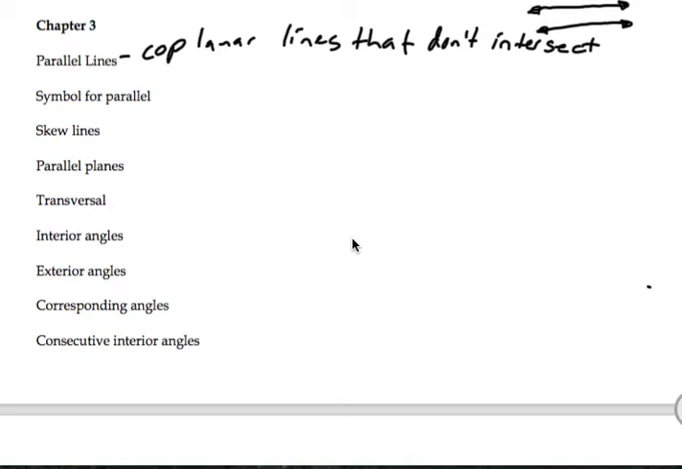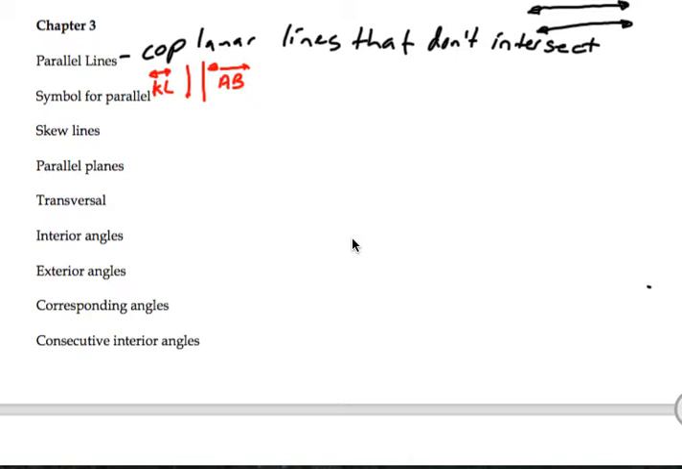Symbol for parallel. Remember, that was just going to be those straight up and down lines. Usually they say like LKL is parallel to AB. So they just put two straight lines up and down in the middle.